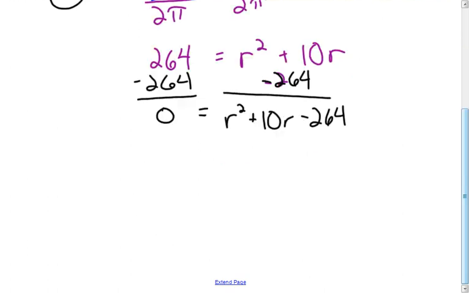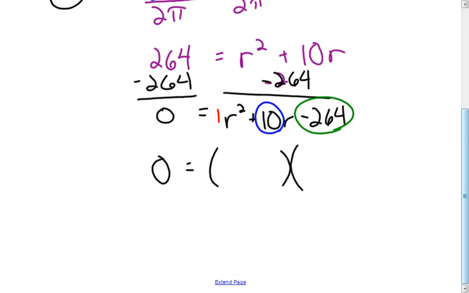This is where we could use the quadratic equation. We could take our a value, which would be right here, it's a 1. Remember, when there's nothing there, it's understood to be a 1. Our b value would be the 10, and our c value would be the negative 264. That's one option. Now I look at this and say it's factorable. This side's still equal to 0, and when I say factorable, make a double set of parentheses. Being it's a 1r squared, I know that it's going to be r and r in my factors, and then I have to find the numbers that will add up to be a positive 10, but multiply together to be a negative 264.